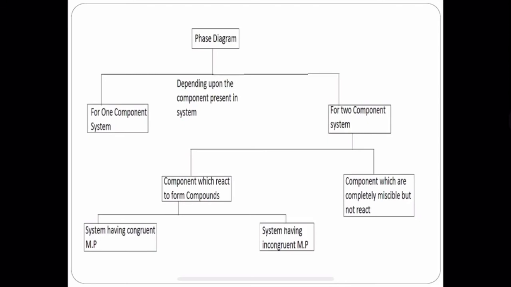So this is called component which react to form a compound. And another one is component which are completely miscible but not react. They will mix with each other, but will not form any new compound. Now, those that form a compound are of two types: system having congruent melting point and system having incongruent melting point. I will later tell you what is congruent and what is incongruent melting point.